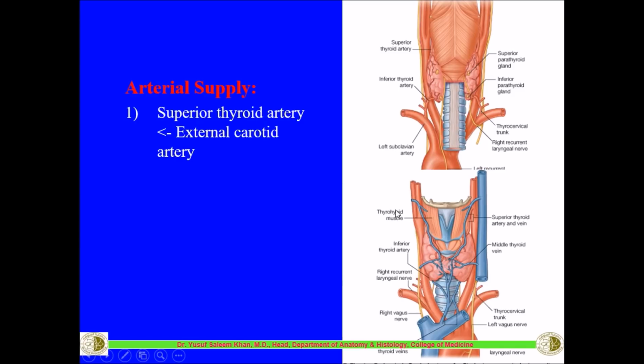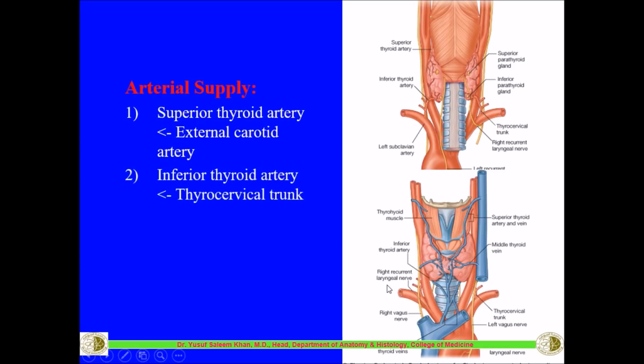The internal carotid artery doesn't give any branch here in the neck, but it will go deep inside. Then it will be giving branches inside the skull, especially it will be supplying the brain, the main artery which supplies the brain. So any branches in the neck as well as the face are coming from the external carotid artery. So this superior thyroid artery is a branch from the external carotid artery, so it is coming from above, that's why it is called the superior thyroid artery.